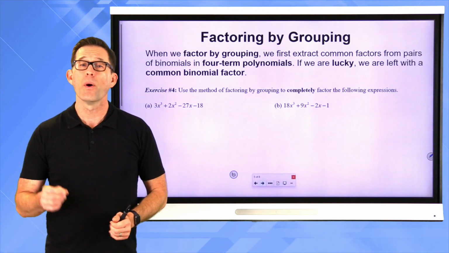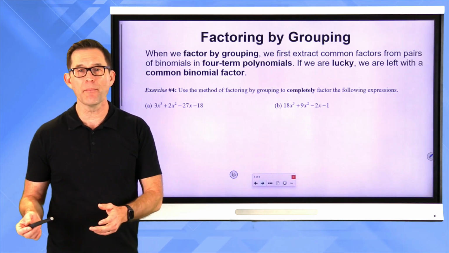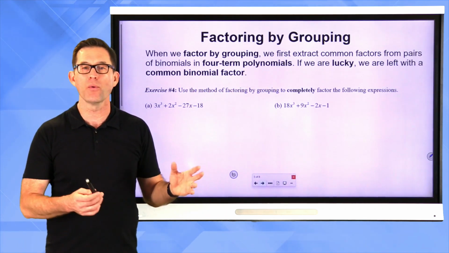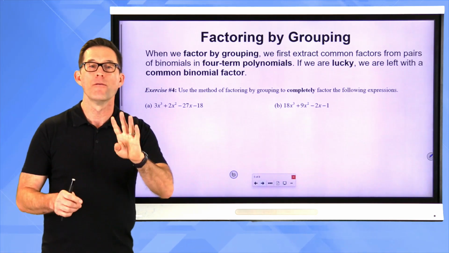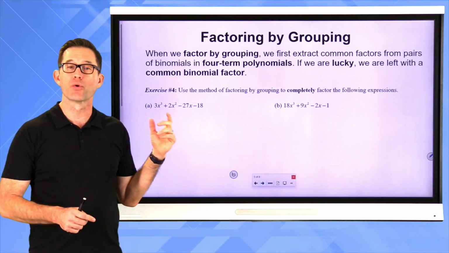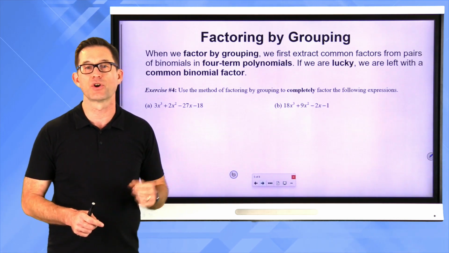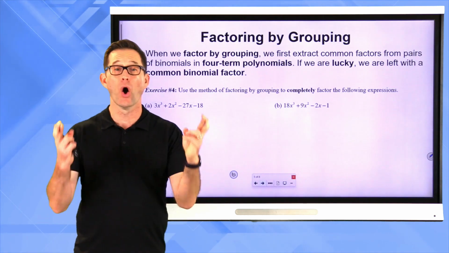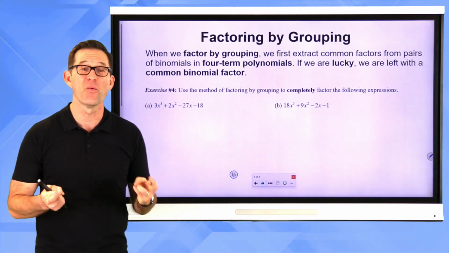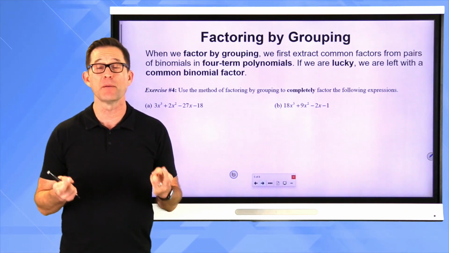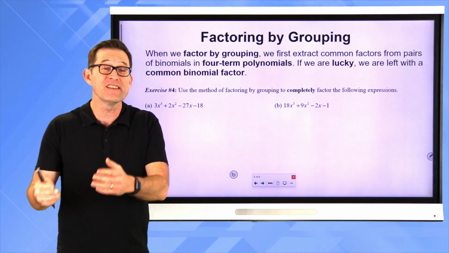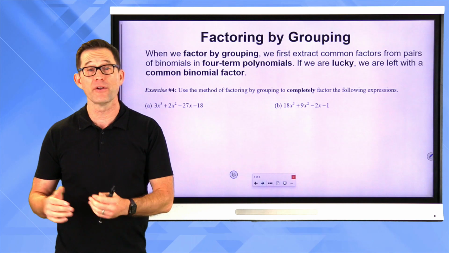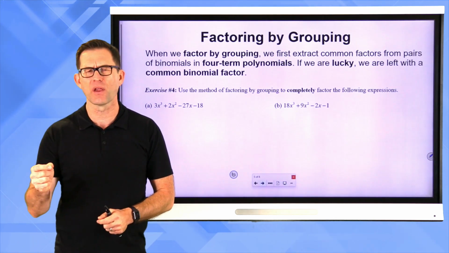Factoring by grouping. When we factor by grouping, we first extract common factors from pairs of binomials in 4-term polynomials. So we're always going to have 1, 2, 3, 4 terms. We're going to group the first 2 terms together and the last 2 terms together. We're going to factor a GCF out of each of them, and then we're going to cross our fingers that when we do, we see a common binomial factor. If we don't see a common binomial factor, it means that factoring by grouping just doesn't work for that polynomial. So this is a very specialized form of factoring.